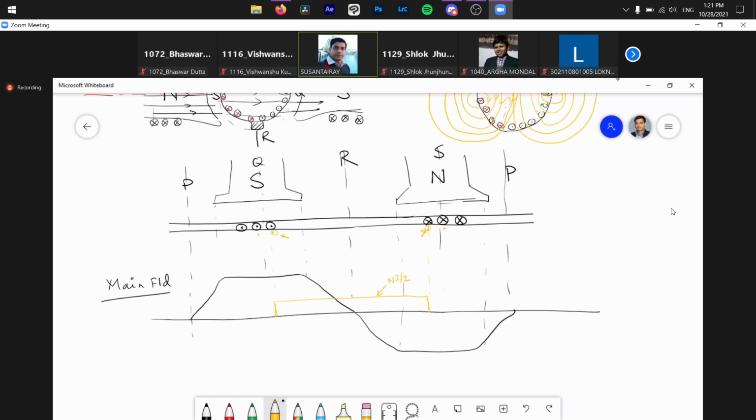Okay. Now, if I consider the contribution of these two and these two together, then what kind of MMF waveform should we get? Anyone?